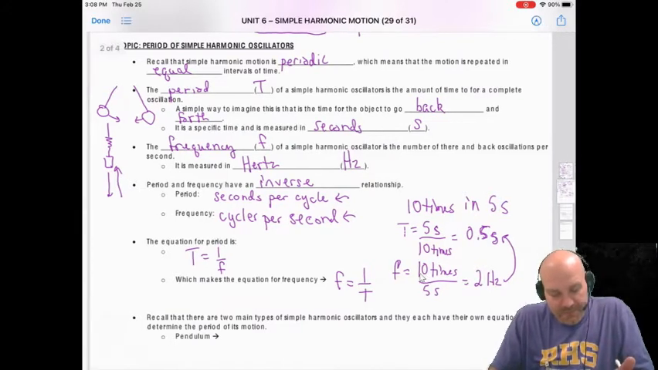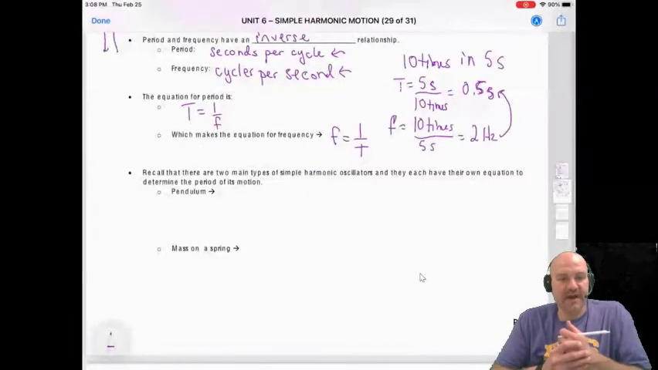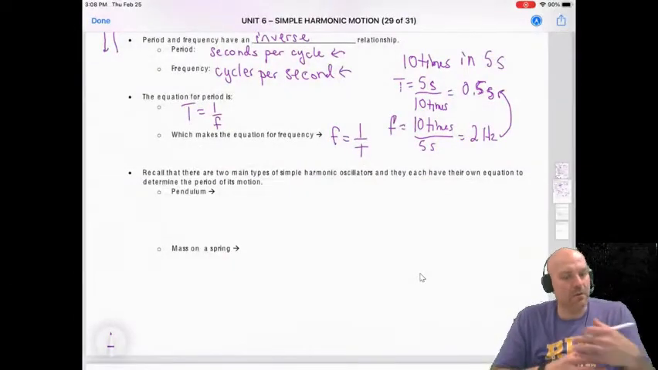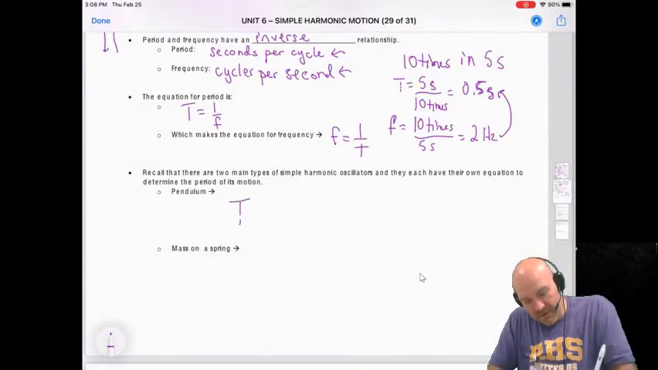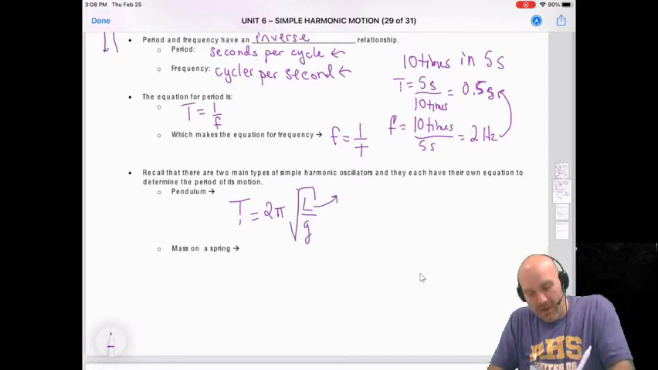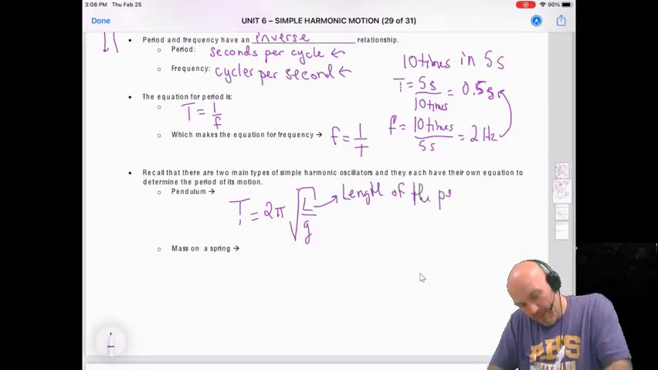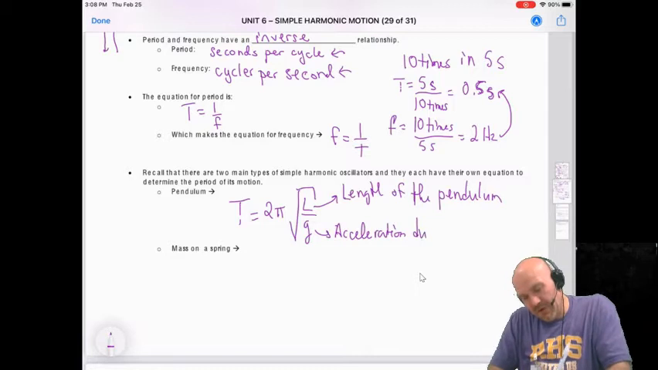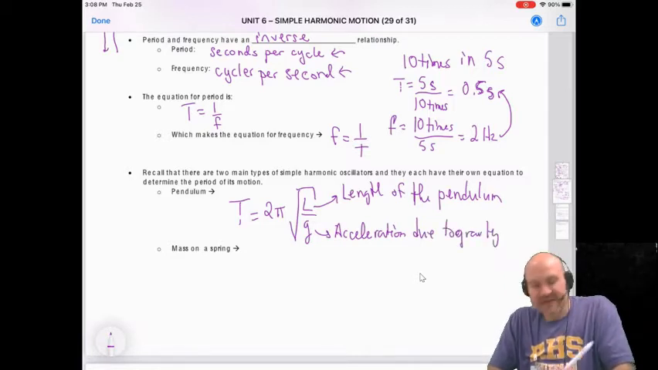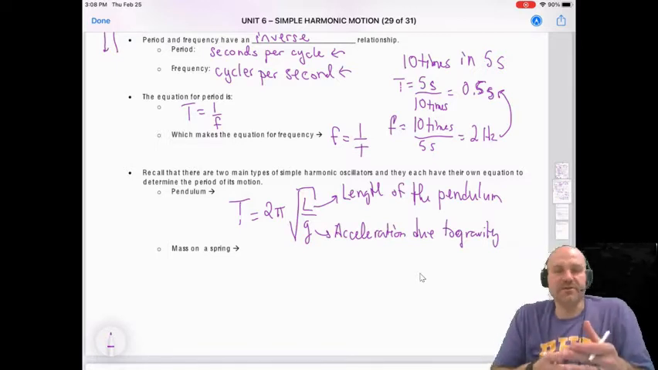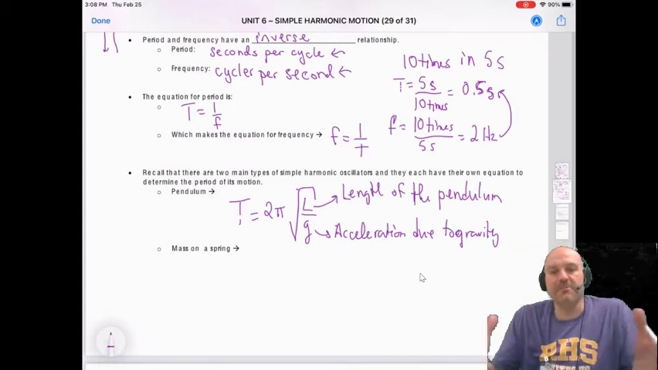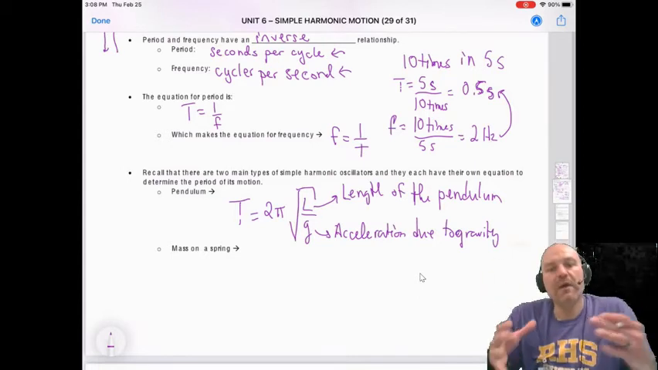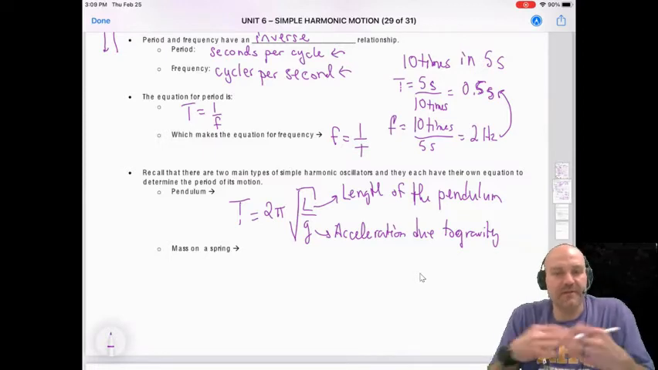So let's now, because pendulums and masses on springs are simple harmonic oscillators, they actually have their own equations for period. The period of a pendulum is 2 pi square root of L over g. L is the length of the pendulum, and g is the acceleration due to gravity. Something you could be asked on a test is how can we confirm the acceleration due to gravity on Mars? The simple thing to do is take a pendulum up there, measure how long it takes to go back and forth. If you know the length of that pendulum, you can then trace it back to the g value.